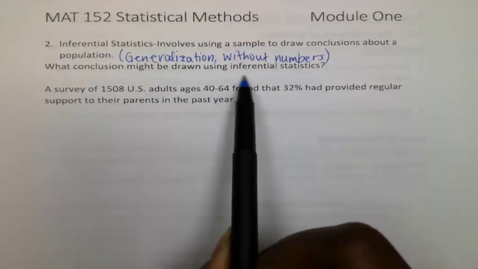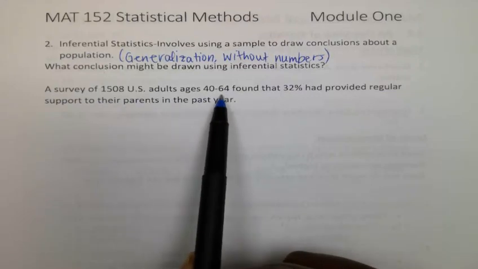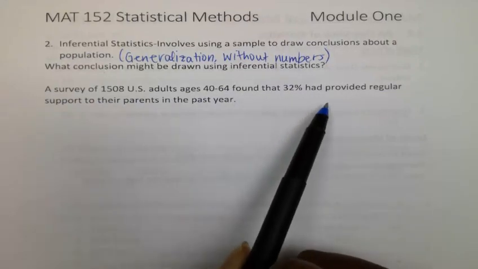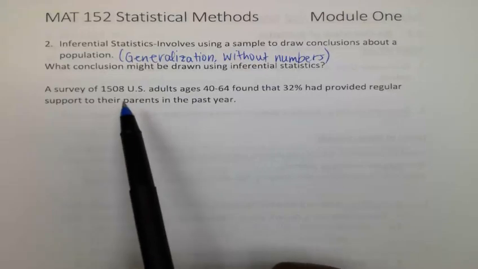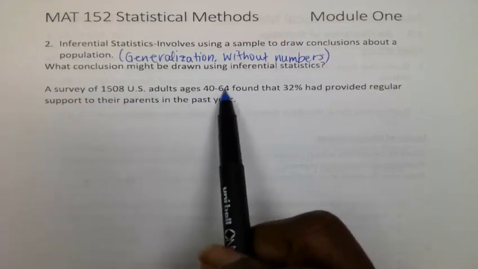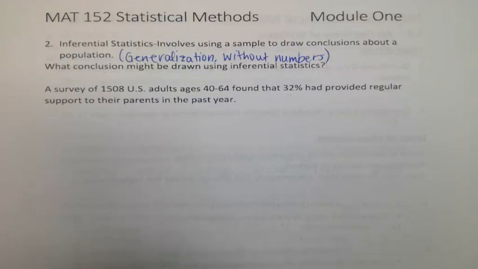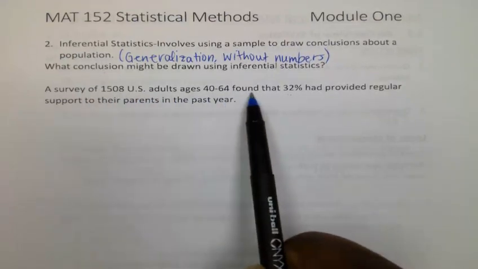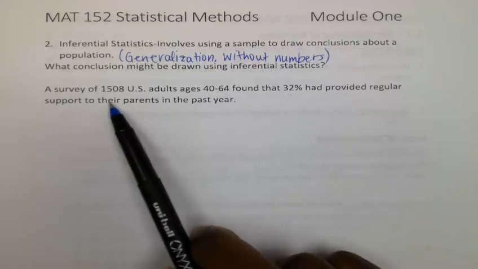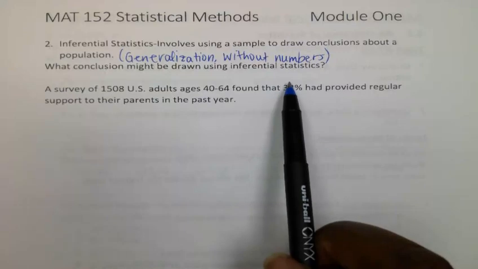All right, so what conclusion might be drawn using inferential statistics? A survey of 1,508 U.S. adults ages 40 to 64 found that 32% had provided regular support to their parents in the past year. So I'm looking at the statistic, and I'm trying to see out of the survey what happened, and then what can I conclude about all U.S. adults ages 40 to 64. All right, so I see a survey found that 32% have provided regular support to their parents in the past year. 32% isn't a large number.